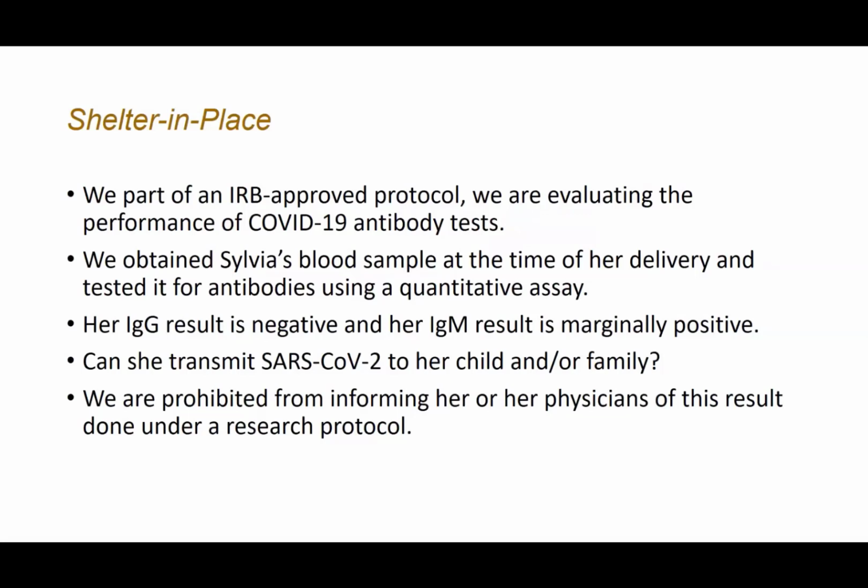the dilemma that we had was that perhaps she is reinfected, and that the IgM indicates this new infection, that her IgG titers from her initial infection went away, and that potentially she could be infecting her family members. Again, as I mentioned, we were not able to disclose this result, and at this point in time, I don't know what happened to her.